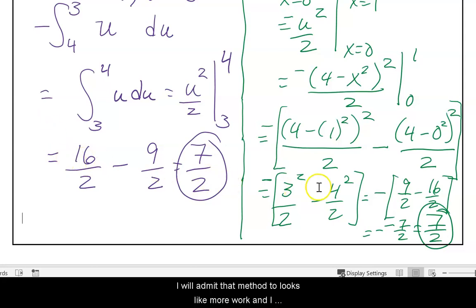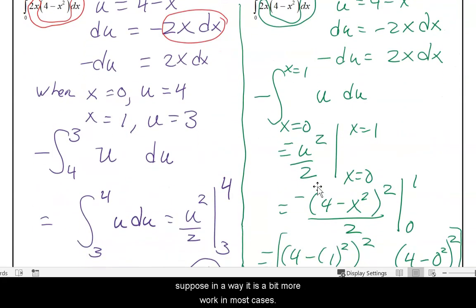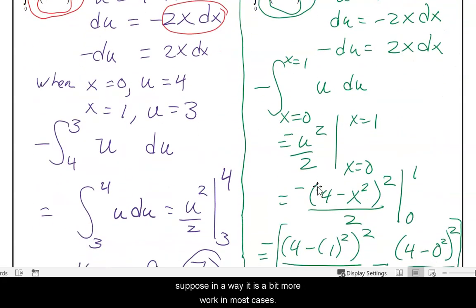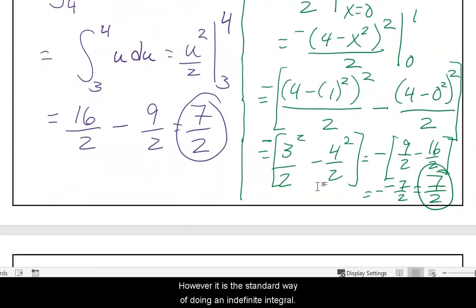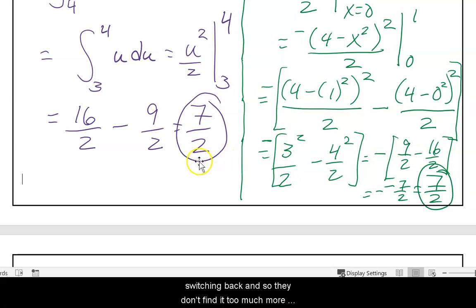I will admit that method 2 looks like more work, and I suppose in a way it is a bit more work in most cases. However, it is the standard way of doing an indefinite integral. So in that sense, I think students become more comfortable with this switching to u and switching back. And so they don't find it too much more difficult than switching completely to u. I'll leave it up to you. Use the one you think is best in that situation.